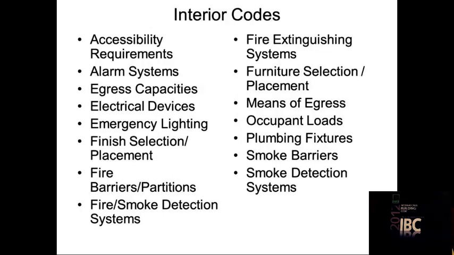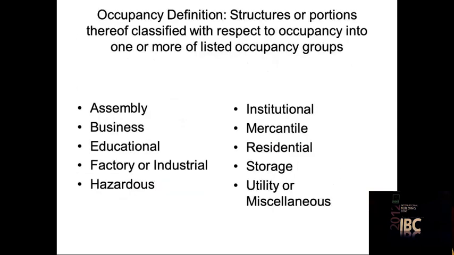In our codes, we have to look at all of these items that you see here. Accessibility, alarm systems, egress, emergency lighting, fire extinguishing, furniture selection, means of egress, occupant loads, plumbing fixtures, smoke barriers, smoke detection systems. All of these are things that depend on what we pick out as our classification, because it means we're going to have to make sure that it meets that particular classification. So all of these are going to be very important that you see on this list.